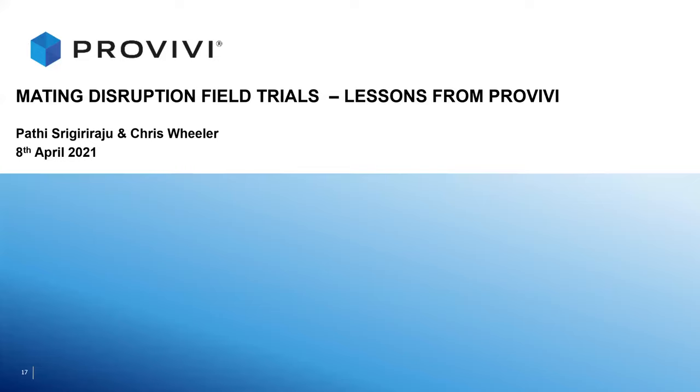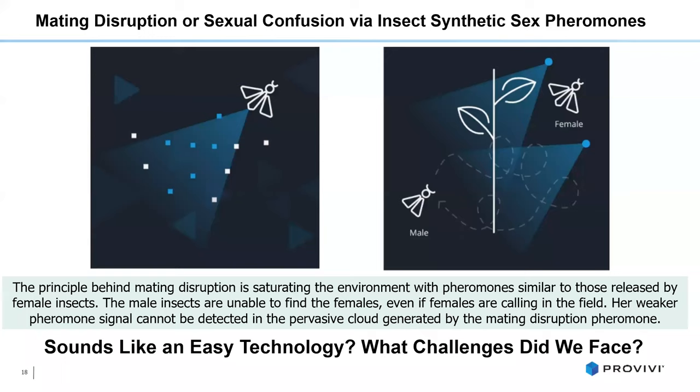So let me give a quick introduction about mating disruption. I remember giving a talk on mating disruption or sexual confusion a couple of months ago, but what is mating disruption, or what we call sexual confusion? This is usually done with insect synthetic sex pheromones. The sex pheromones are naturally occurring, where the female will give out sex pheromones that the olfactory senses of the males will receive, and they get attracted to and copulate. Then the female will produce viable eggs that will produce larvae, and the larvae will feed on the plants and then go to pupate, and the next generation would occur. So where we intervene with mating disruption is at the start of the cycle.